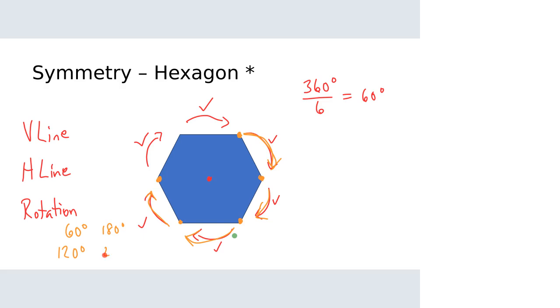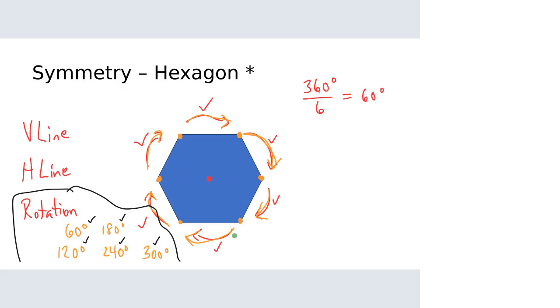Add 60, that's 240 degrees. Another 60 degrees would put my starting point here. That would be 300 degrees. And one more would put me right back where I started. We don't count that one as one of our rotation symmetries. So this hexagon would have rotation symmetry at 60 degrees, 120 degrees, 180 degrees, 240 degrees, and 300 degrees. Those would be all the rotation symmetries that this hexagon would have.